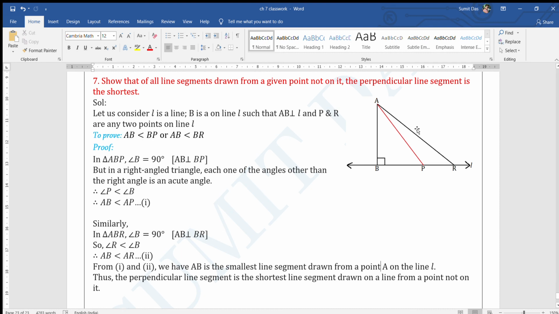Because of this reason, whenever it is saying the distance between a point and a line, when you are in class 10 and class 11, you will learn this in coordinate geometry, that when it is given that the distance of a line from a point is 5 units, this means the perpendicular distance.